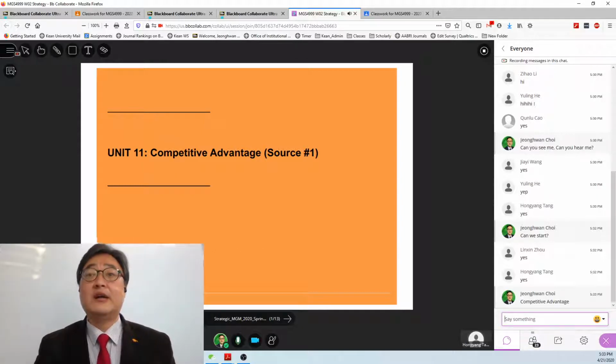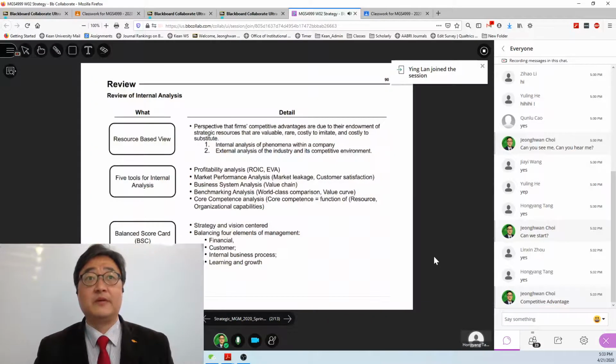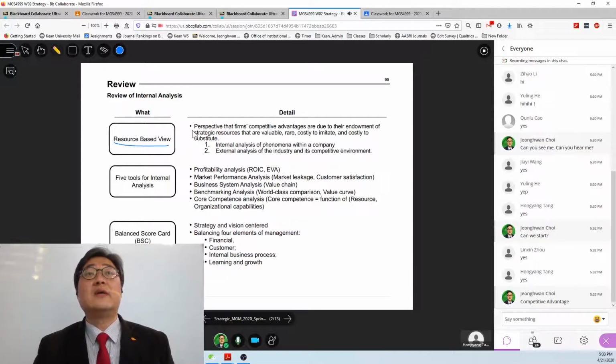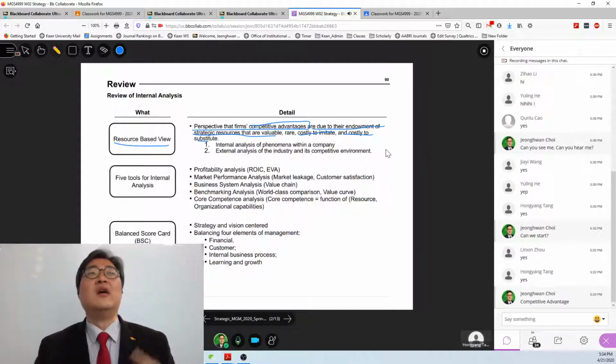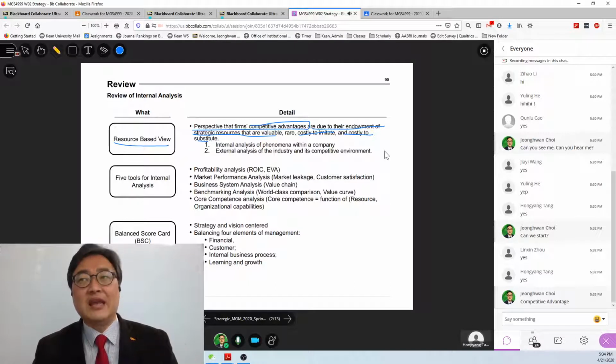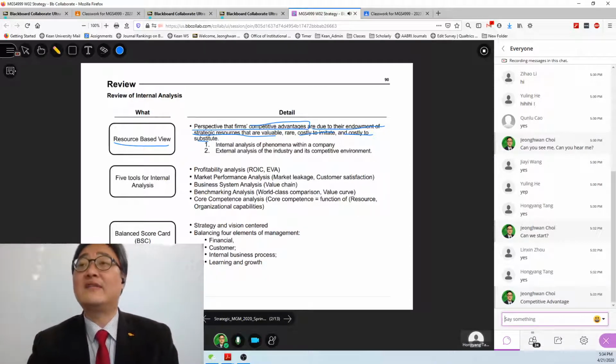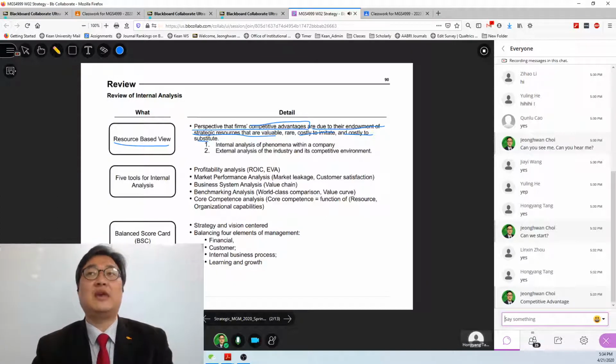Last week we learned about the resource-based view. The resource-based view is the perspective that a firm's competitive advantage is due to its endowment of strategic resources that are valuable, rare, costly to imitate, and costly to substitute. Simply saying, the resource-based view mainly explains what scarce resource is not replicable by our competitors. According to the resource-based view, what is the scarcest resource we cannot imitate or replicate?